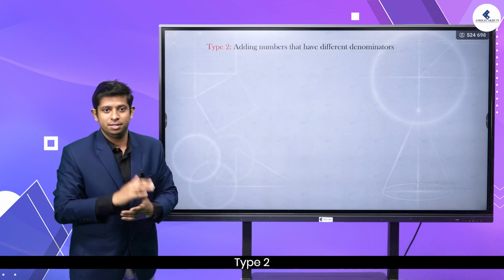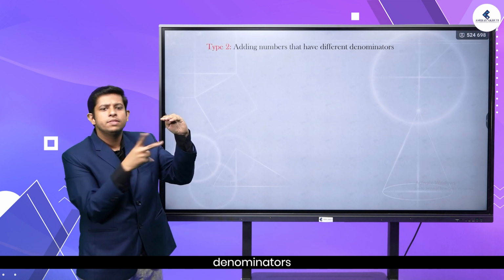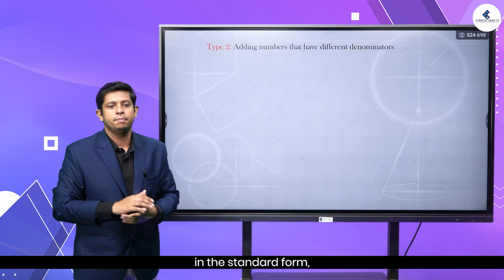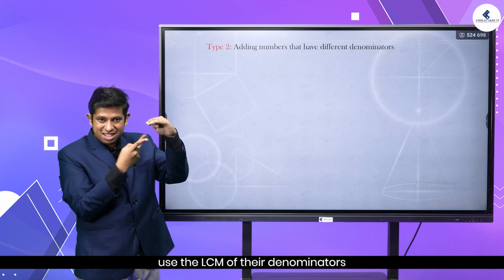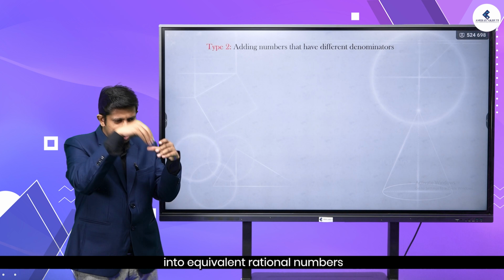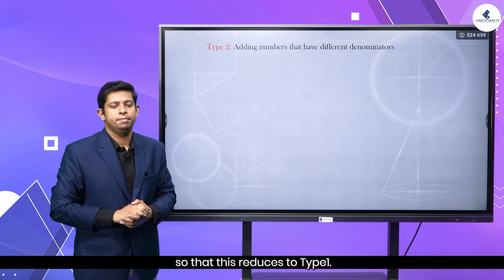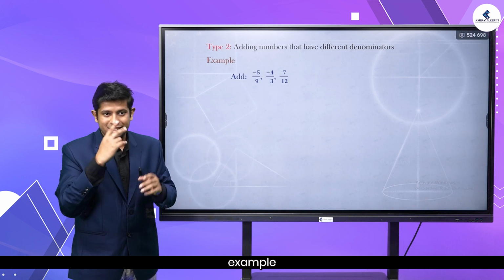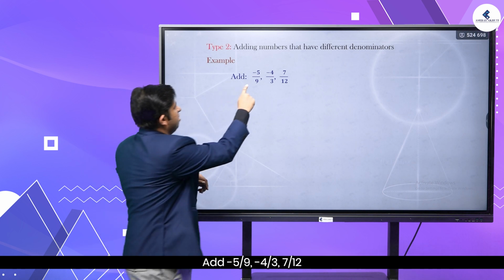Type 2. Adding numbers that have different denominators. After writing the given rational numbers in the standard form, use the LCM of their denominators to convert the numbers into equivalent rational numbers with a common denominator so that this reduces to type 1. Example. Add minus 5 by 9, minus 4 by 3 and 7 by 12.